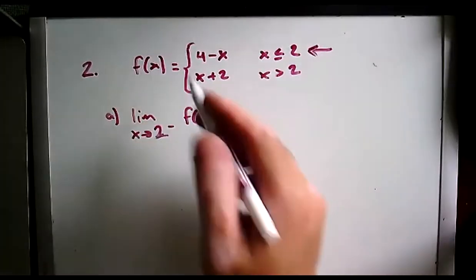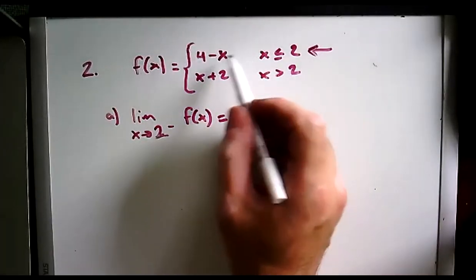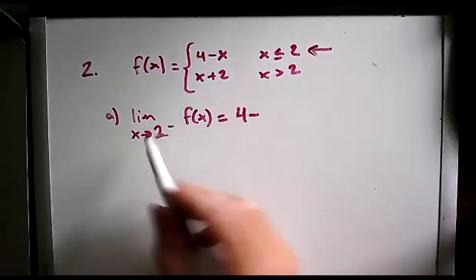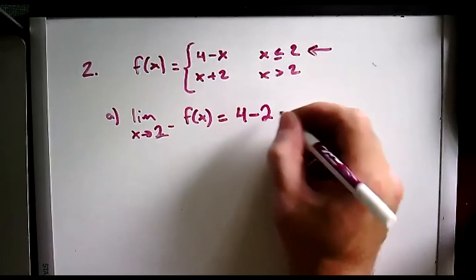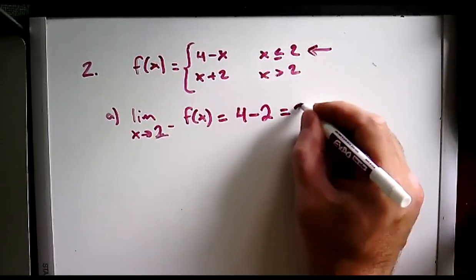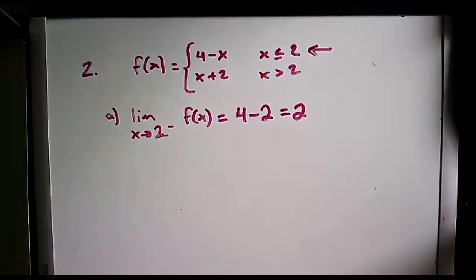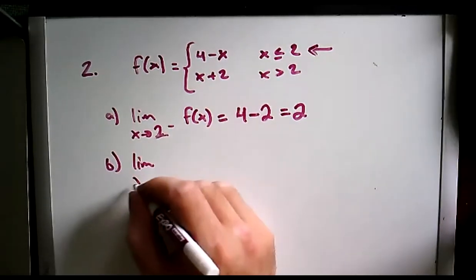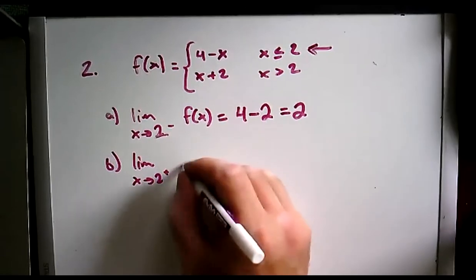Okay, so then what that means is we can evaluate the function using that first rule, so 4 minus x, except we'll just allow x to equal 2 here. So 4 minus 2 is 2. Okay, so part B, very similar. We're going to take the limit of the function f now as x approaches 2 from the right.